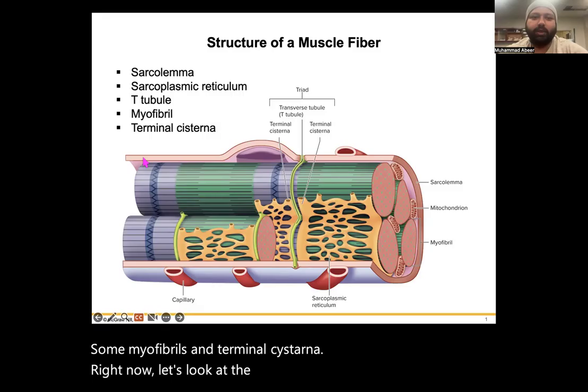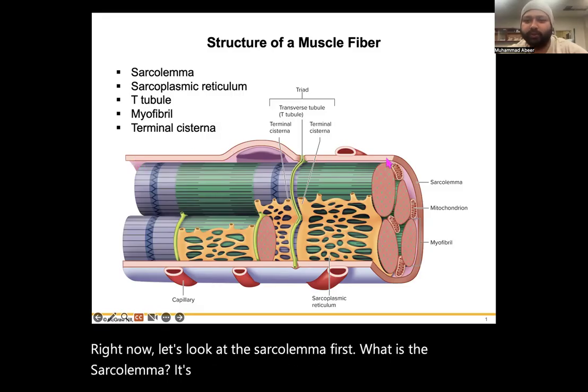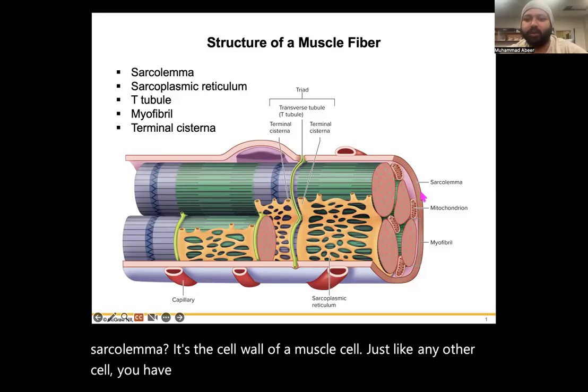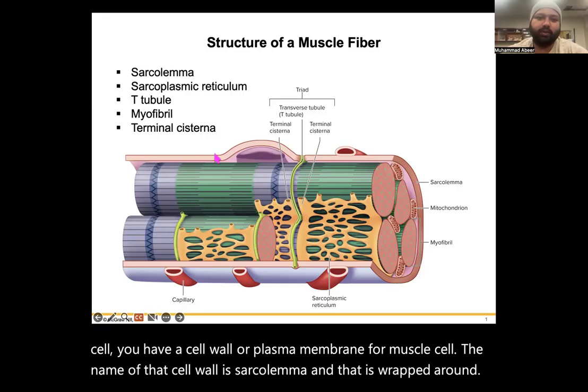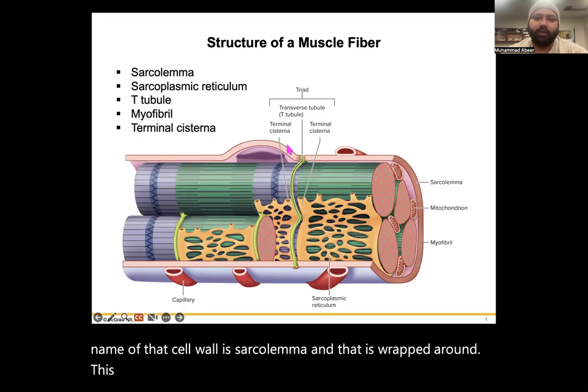What is a sarcolemma? It's the cell wall of a muscle cell. Just like any other cell, you have a cell wall or plasma membrane. For a muscle cell, the name of that cell wall is sarcolemma, and that is wrapped around this layer, right? So this layer represents the sarcolemma.